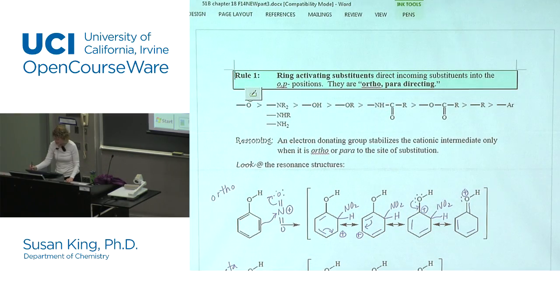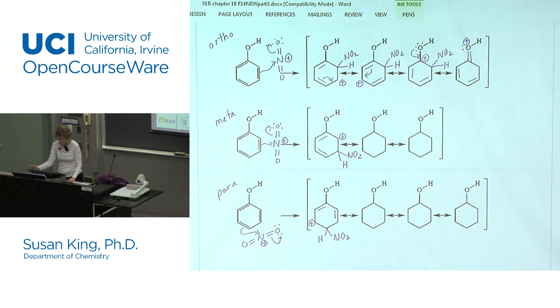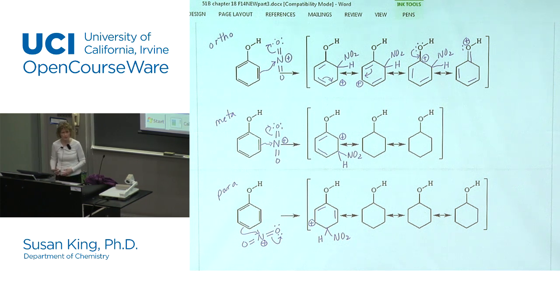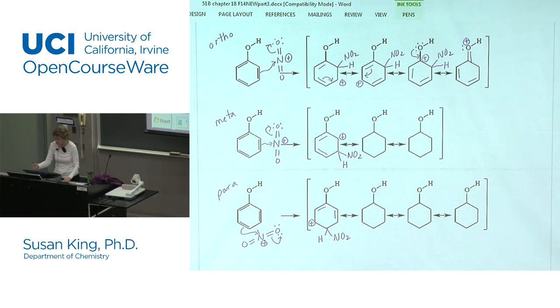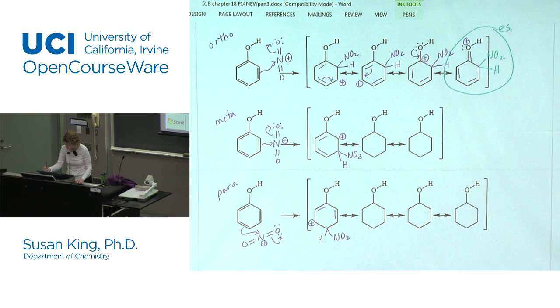So I'll let you know when we get to that section. Where did we leave off last time? We were drawing a bunch of resonance structures. We were trying to see why electron donating groups give ortho and para products. So we did the ortho, and what we saw is that we can make a really nice resonance structure here. This one is especially stable.